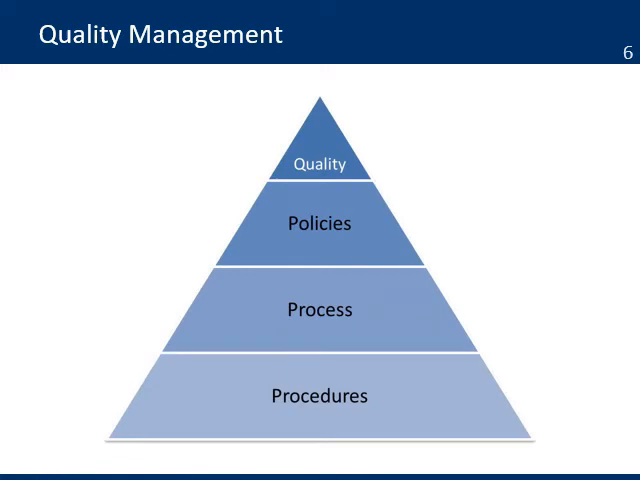Quality depends on a series of policies, processes, and procedures that need to be implemented before any work starts. This pyramid shows the dependencies. At the bottom are the procedures. They define the specific instructions necessary to carry out quality management. Includes the forms, checklists, templates, and other tools used to manage quality.